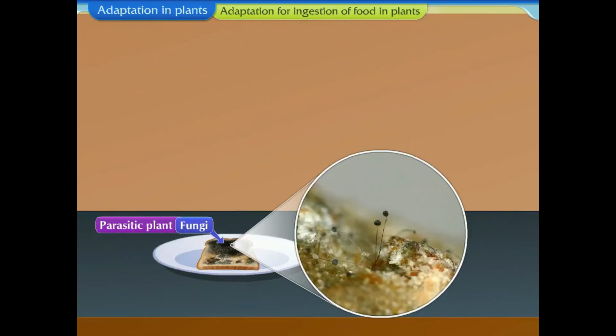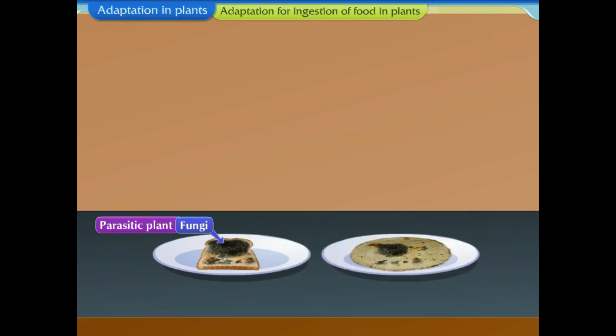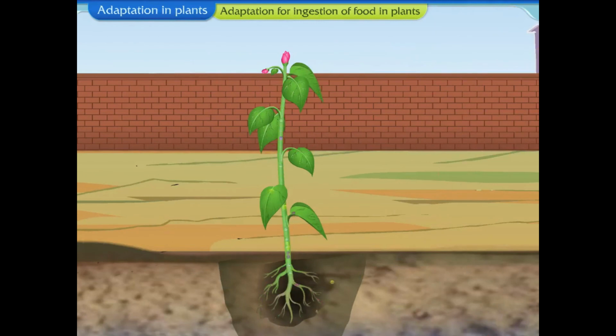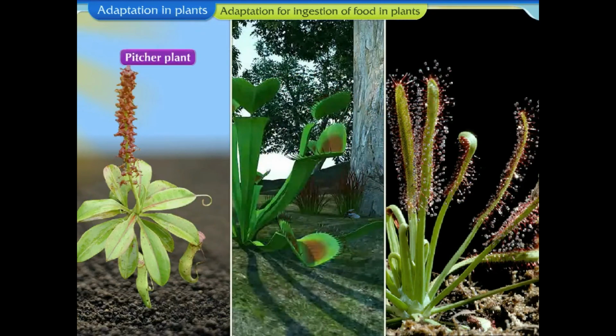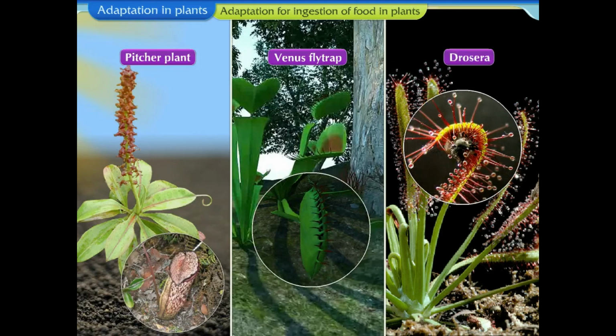Fungi is also a type of parasitic plant. As it does not have chlorophyll, it cannot carry out photosynthesis. It obtains food from starchy foodstuffs like bhakri and bread. Fungi have root-like fibers to absorb food. Plants require nitrogen, phosphorus and potassium for their growth. Plants like pitcher plant, Venus flytrap, Drosera that grow in the soil deficient in nitrogen consume insects to fulfill their need for nitrogen. These plants show adaptation of leaves or flowers to attract insects and hold them captive.